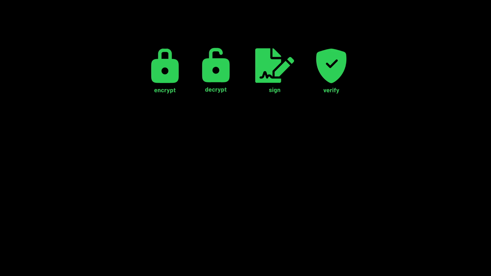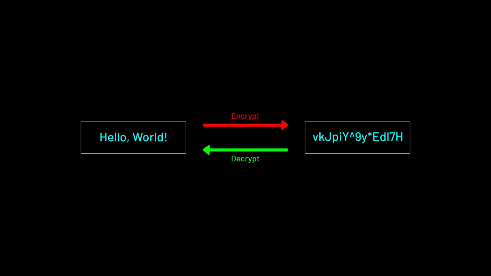So that's GPG in theory. 4 simple operations, powerful consequences. Now let's start with the first 2, encryption and decryption. All right, just remember this. Encryption is the process of converting original data into an unreadable form. Decryption is the reverse process. It takes that unreadable data and turns it back into the original form.